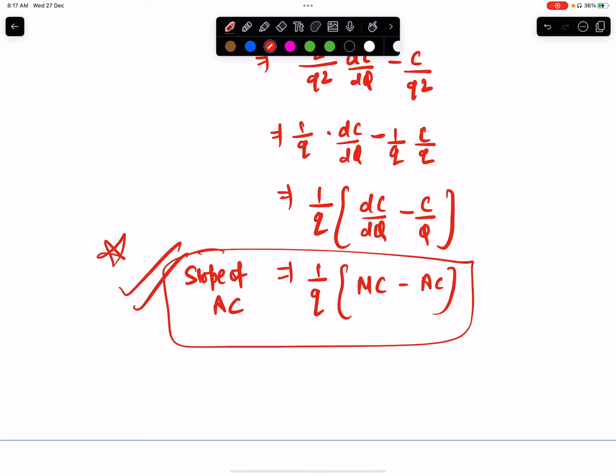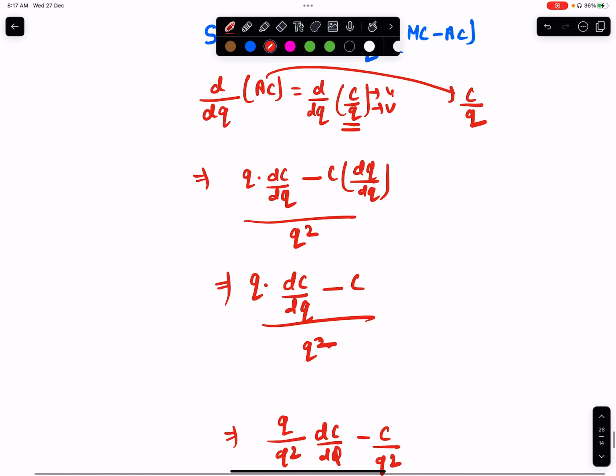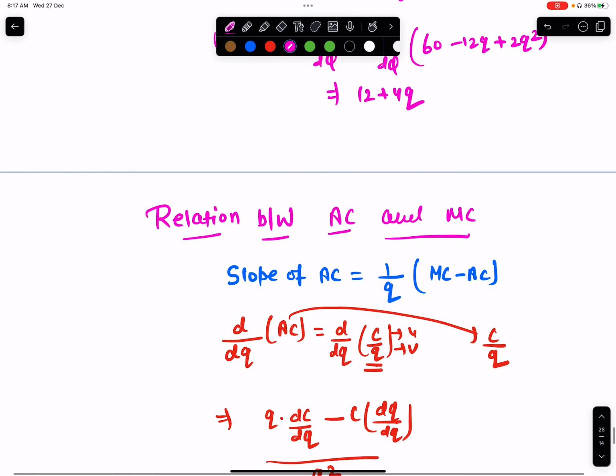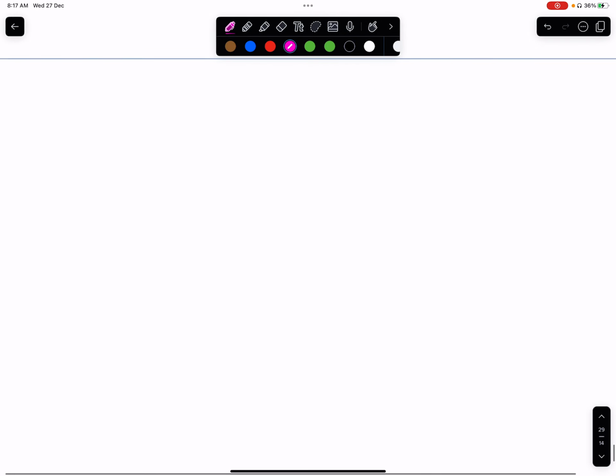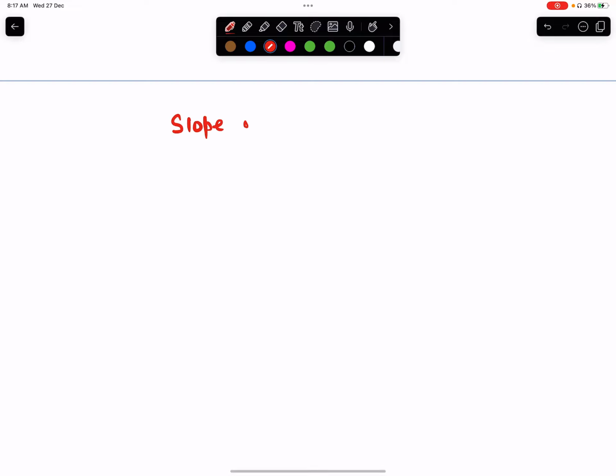How to prove that the slope of AC is equal to 1 by Q times MC minus AC. This is an important property to remember. Let's do this again to remove the confusion. As we know, the slope of AC is d by dq of C by Q. That is, the slope of average cost is equal to the differentiation of average cost.